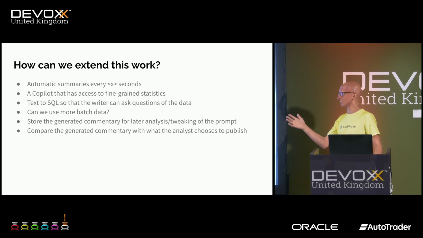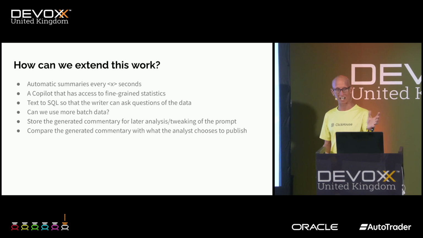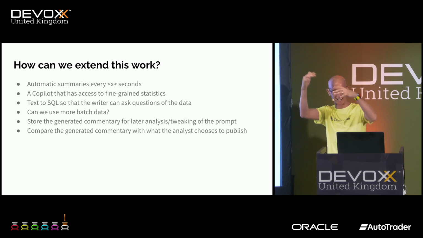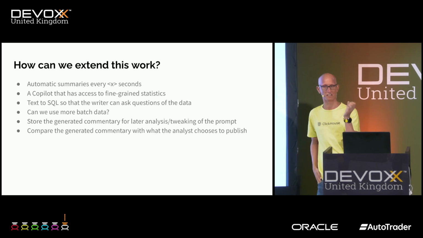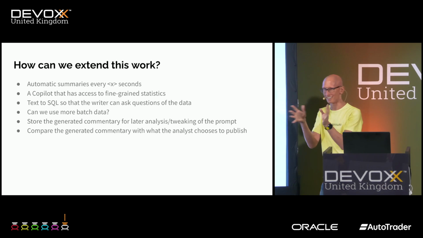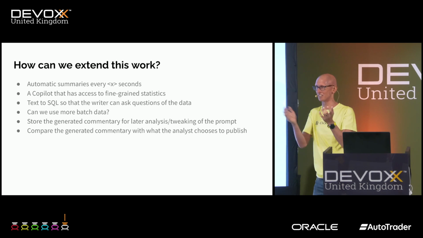So like I said, we could do automatic summaries every certain number of seconds. Maybe we could introduce fine-grained statistics. Could we get a stats database? Could we do some sort of text to SQL on that so that the writer can ask, I don't know, when was the last time Djokovic lost the first two sets and came back to win? That would be a cool query if it could do that type of thing.